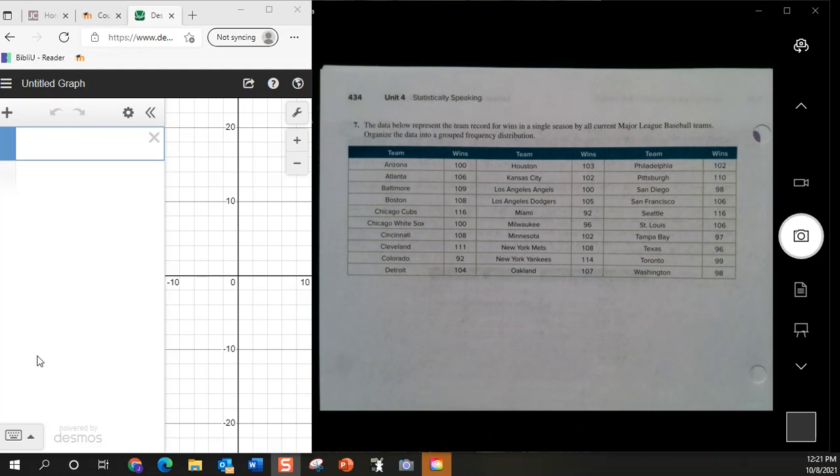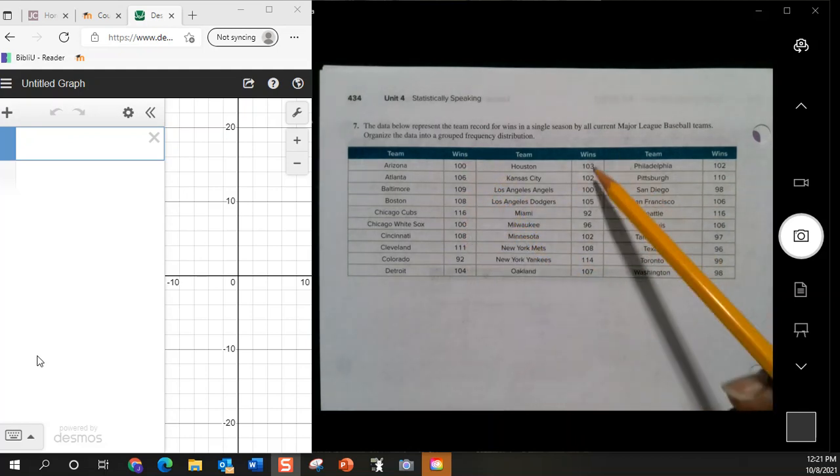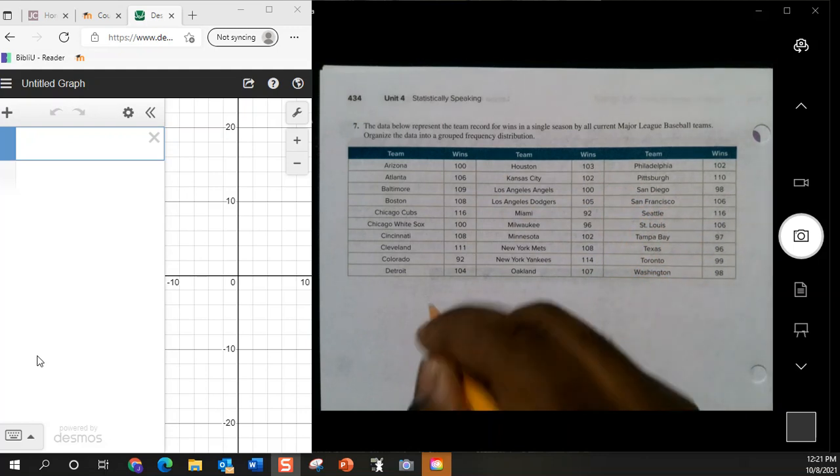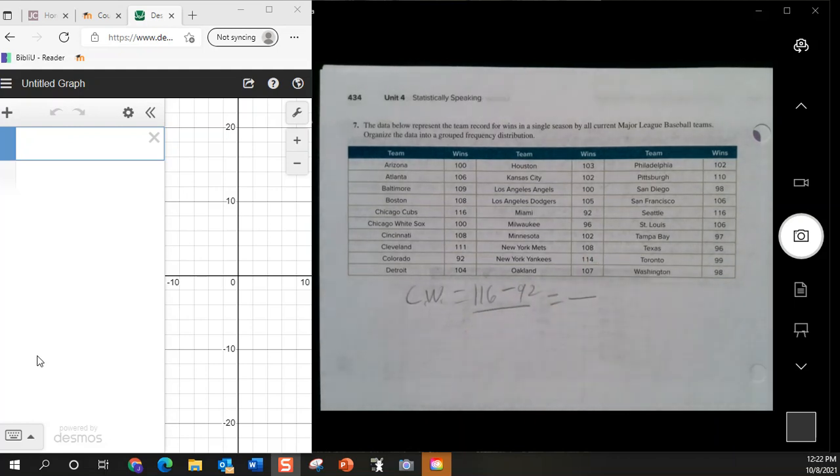Okay, first of all, we need to look at the class width. So we take the largest data value. Let's see, what is the largest data value? It looks like 116 is the largest data value. So I'm going to put CW for class width. The large data value is 116. The lowest data value, it looks like it is 92. Now we know we need to divide by the number of classes we want. But first, let's take this 116 minus 92. That looks to be about, what, 24?